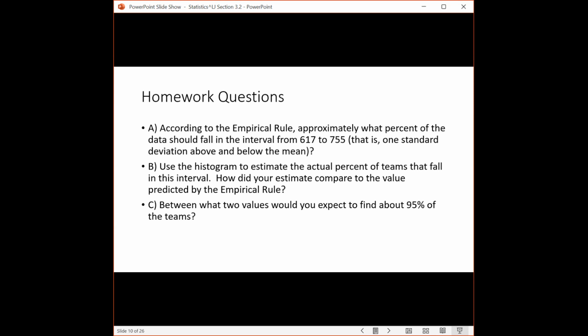According to the empirical rule, approximately what % of the data should fall in the interval from 617 to 755, which is 1 standard deviation, and then use the histogram to estimate the actual % of teams that fall in the 1 standard deviation interval. How does your estimate compare to the value predicted by the empirical rule? And then between what 2 values would you expect to find about 95% of the teams? So let's go through and answer those.